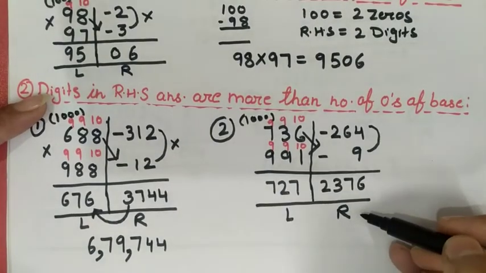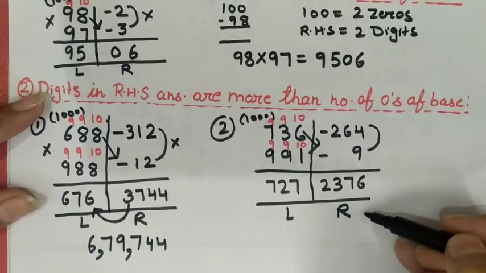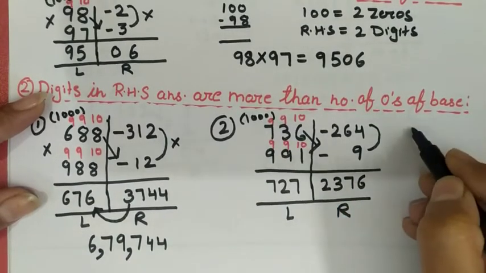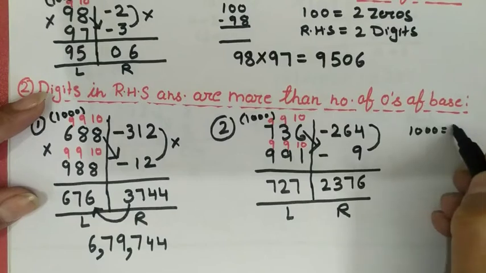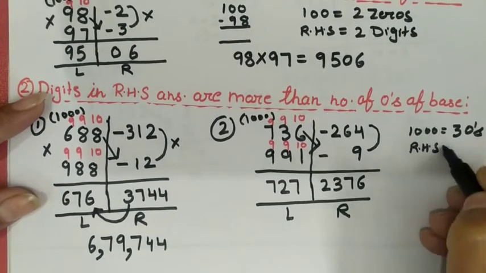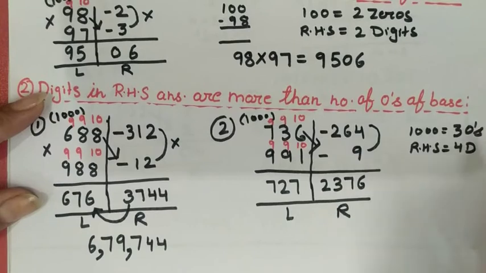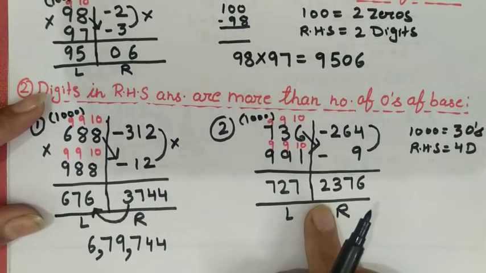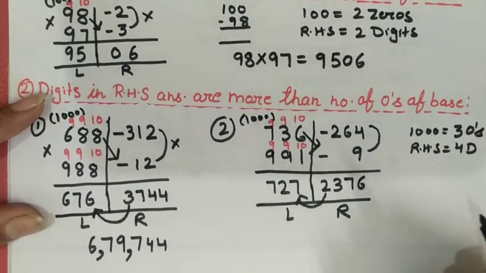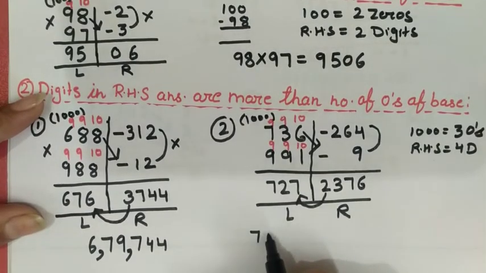Now the right hand side answer should always contain the number of digits as per the number of zeros of the base. But here base 1000 has only 3 zeros, and your right hand side answer has 4 digits. So if there is a mismatch, what will you do to adjust the extra digit? You will simply add the extra digit to your left hand side answer. So here comes your answer.